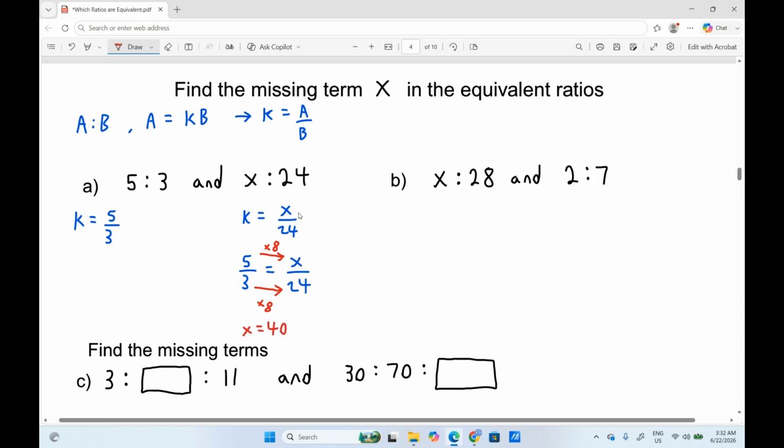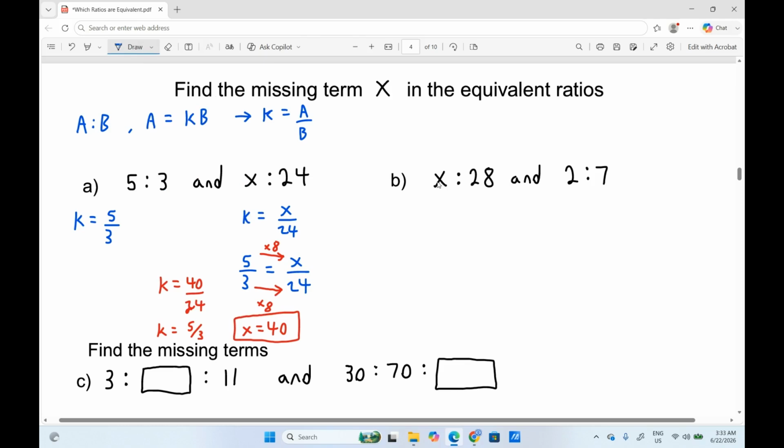And now we can check if our k values are going to be equal. So if my k value now is x over 24, but x over 24 is just 40 over 24, if I reduce this, do I get 5 over 3? Well, if I divide the top and bottom by 8, I do get 5 over 3. So that means, yeah, x does equal 40. Okay, excellent. Now let's move on to our second example.